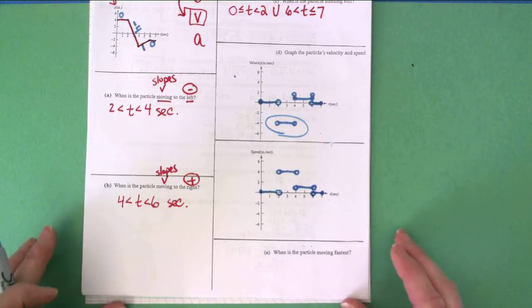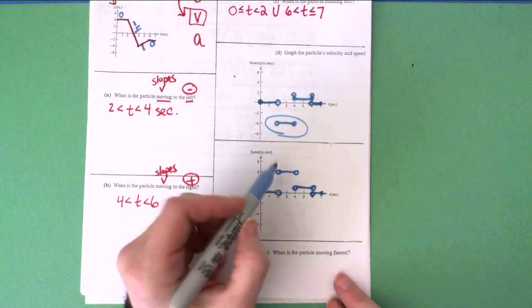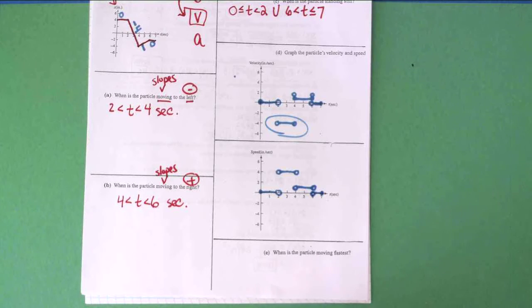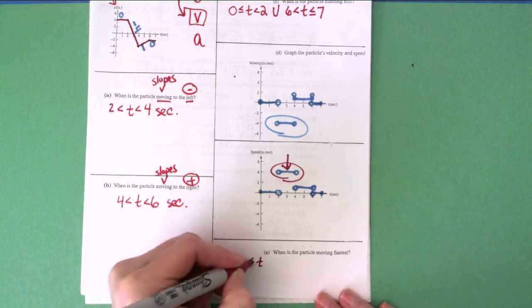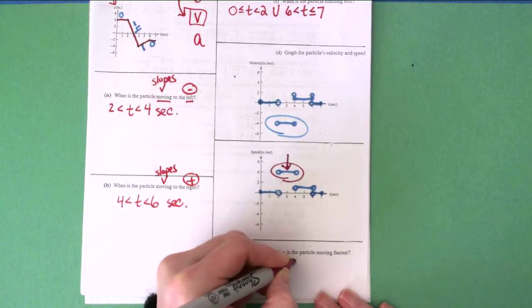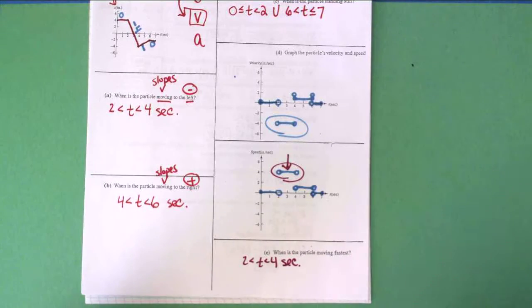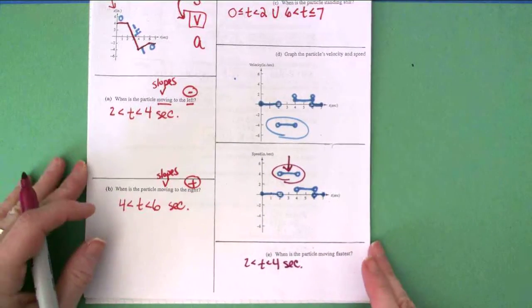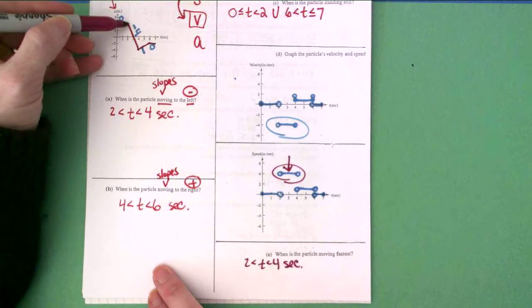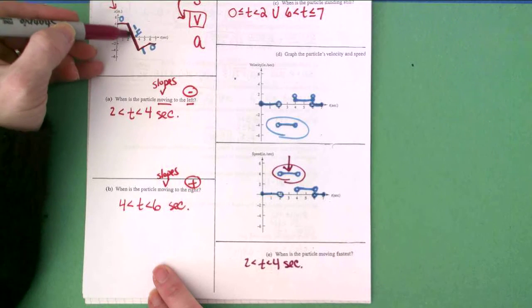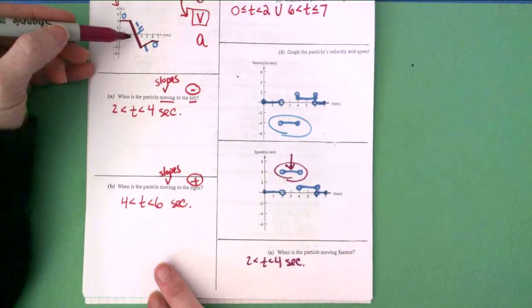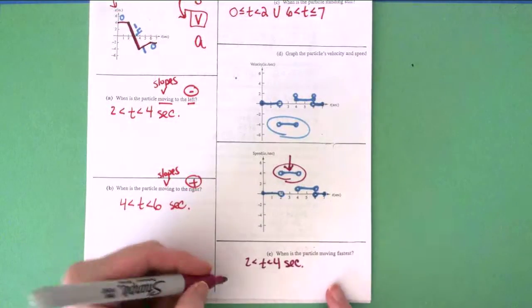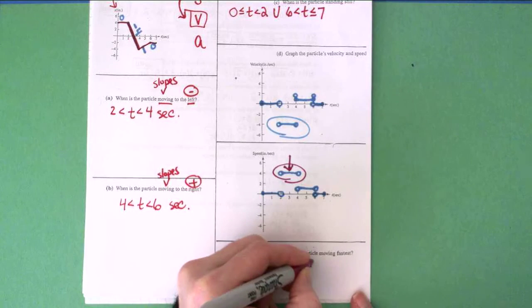Well, what's nice is because I have my speed graph, I can see that my particle is moving fastest right here between 2 and 4 seconds, this part right here. So for t between 2 and 4 seconds, I can either read the speed graph, which I just did, or I could also look back at my original graph. My slope is the steepest between 2 and 4 seconds, so that means my velocity would be the highest between 2 and 4 seconds.